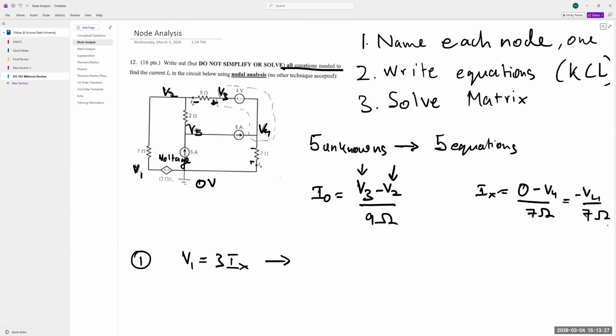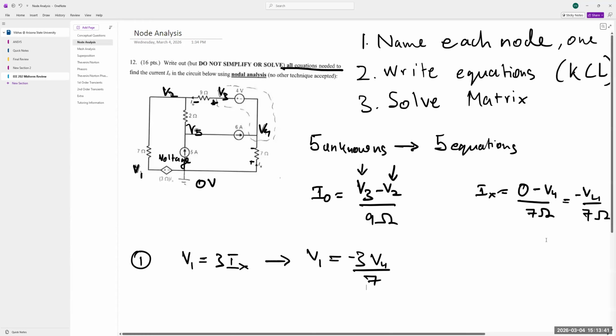So we can say that V1 is just equal to negative 3 times V4 over 7. So we have one equation over there. So let's try to do the next equation.